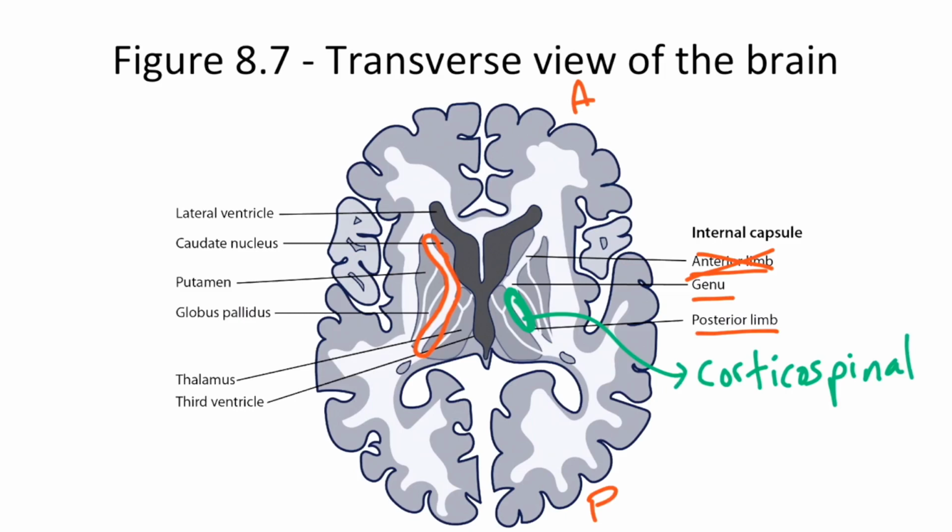You also need to know that the posterior 1/3 of the posterior limb, so this region here, contains sensory fibers of the thalamocortical tract, which again we'll talk about later. Finally, the genu, so this region right here, contains motor fibers of the corticobulbar tract, which we'll talk more about in section 3.